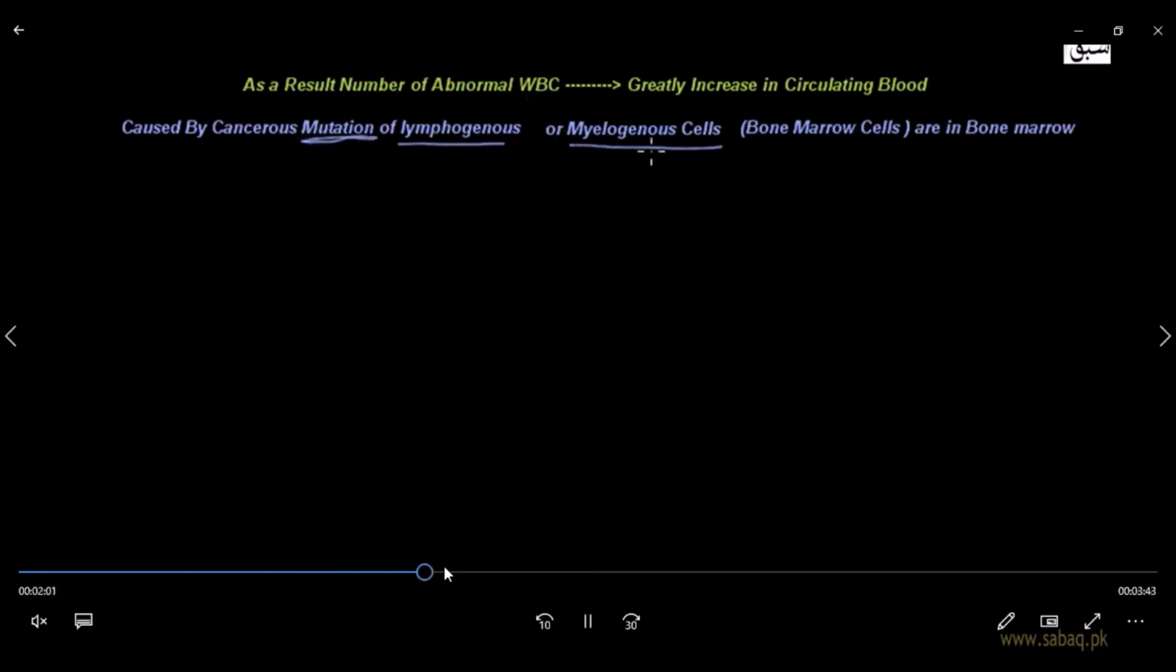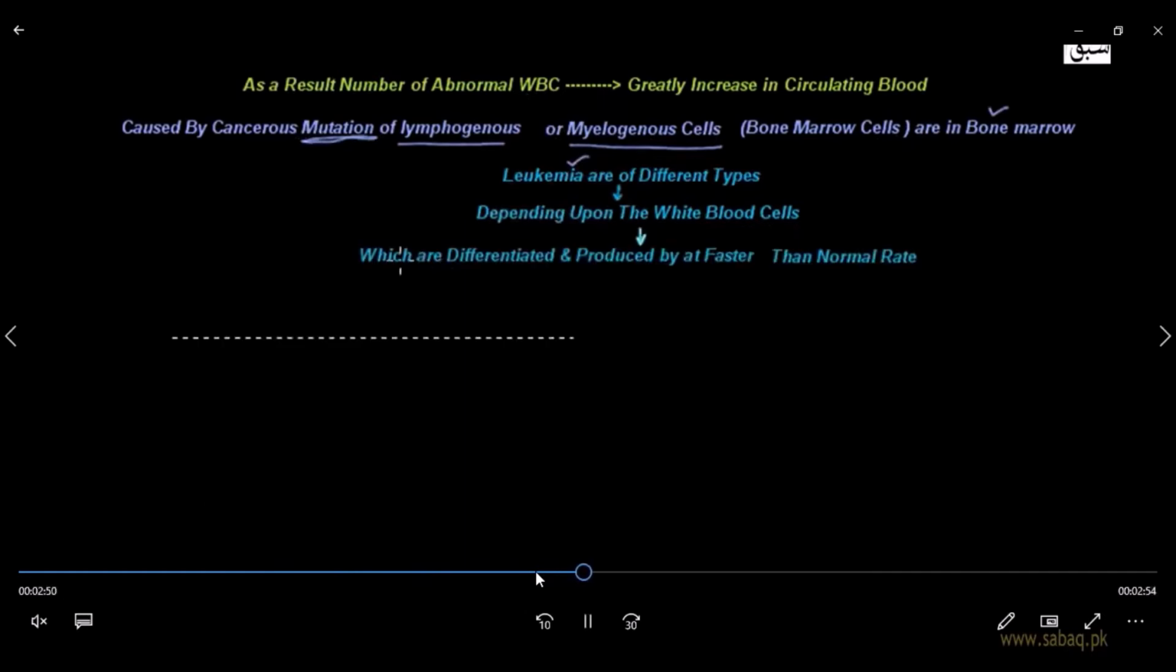Now, these are basically the main causes of the cancerous production of cells. Now, what are the types of leukemia? There are different kinds of leukemia depending upon the white blood cells. As I told you before, white blood cells have several types: granulocytes, and further they are classified into monocytes, basophils, etc. So depending on which type of cells is being mutated or produced abnormally, the disease is named after that specific cell type.